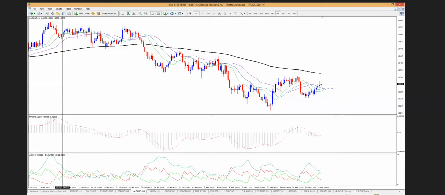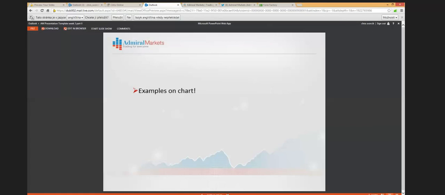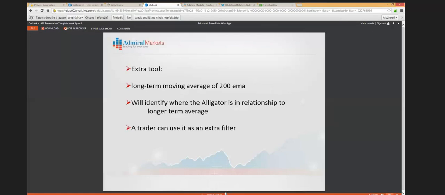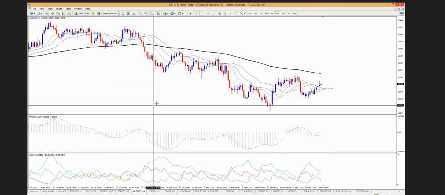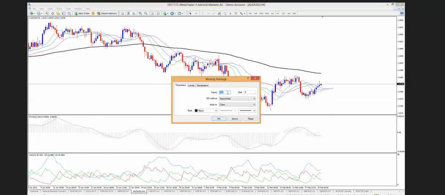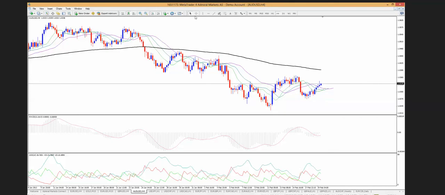But just because we're running out of time, we have 11 minutes, I wanted to show you a long-term moving average, for example, 200 EMA that you can use on your chart. This is up to you basically what you use: 100, 150, 250. Here I use 200. You can see it's very little difference. But if you add one of those moving averages with the alligator, you get an additional clue of where price is in relationship to its average.